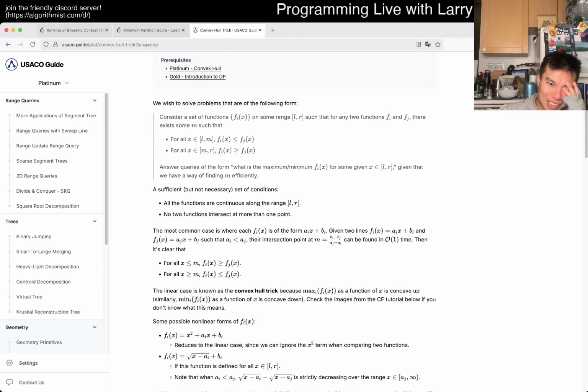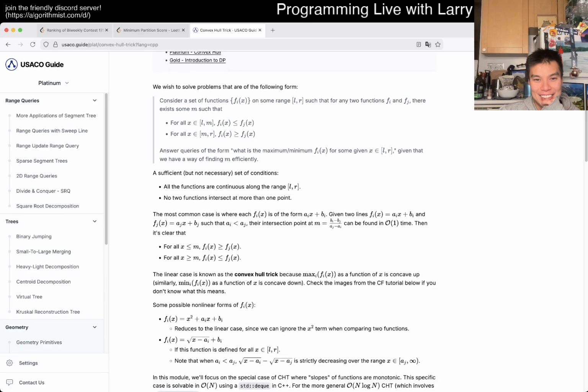Why is everything so precise but not in English? F sub x. Like, what is I? What is J? What is X? What is M? What is going on? Okay. Each F sub I, okay, and then J would be this. Okay, but then in this case, what is X?